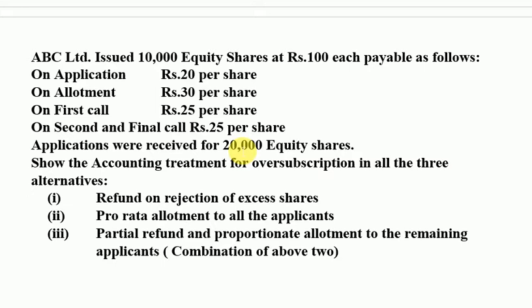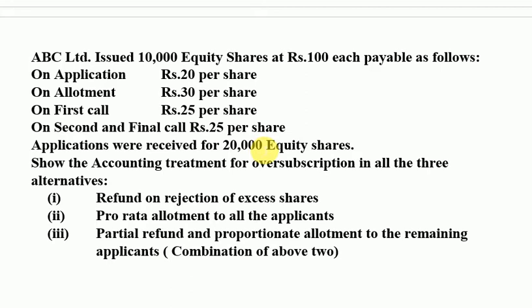Now the question says show the accounting treatment for oversubscription in all the three alternatives which we have just discussed above. Number 1, refund or rejection of excess shares. Number 2, pro rata allotment to all the applicants. Number 3, partial refund and proportionate allotment to the remaining applicants, the combination of case 1 and case 2. So keeping everything else from the previous question the same, we have just made one change, which says applications were received for 20,000 equity shares.